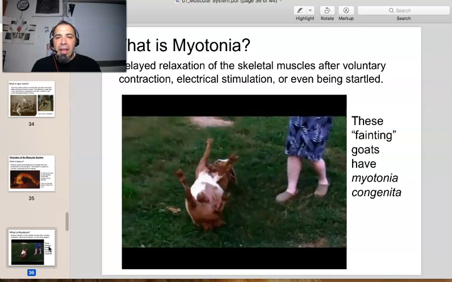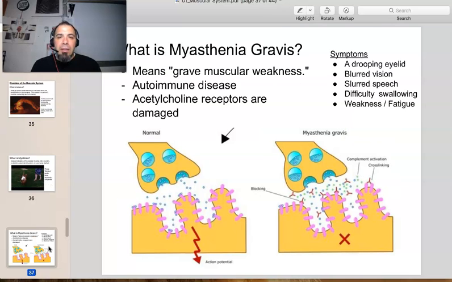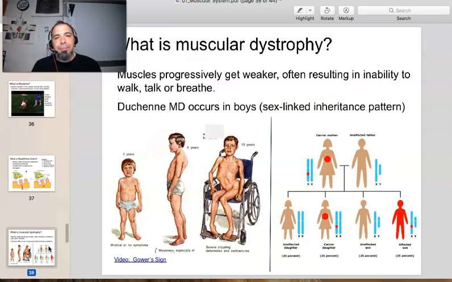Myotonia, this is a delayed relaxation of skeletal muscles after a contraction, stimulation, being startled. These fainting goats have myotonia congenita. So if you ever hear the fainting goats, that's what they have. Myasthenia gravis, probably pronounced that wrong. It just means grave muscular disease. It's autoimmune, which means the immune system attacks it. What happens is your acetylcholine receptors are damaged, and so you might have a drooping eyelid, blurred vision.